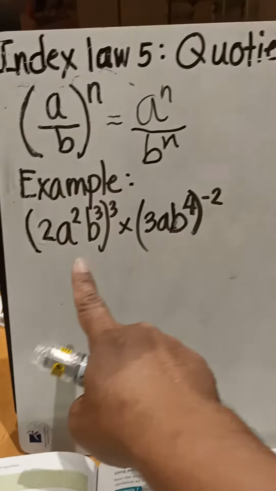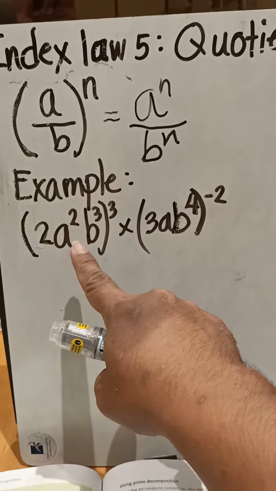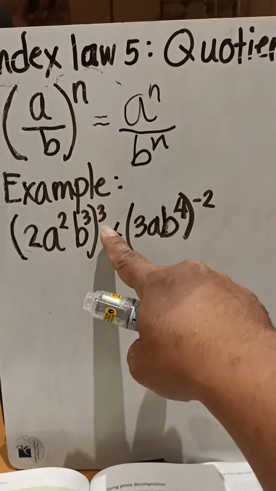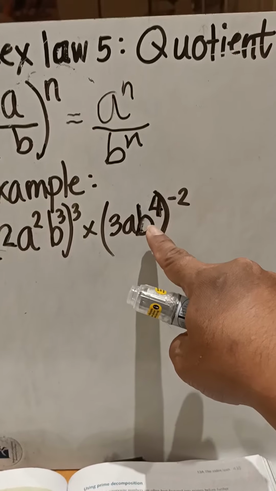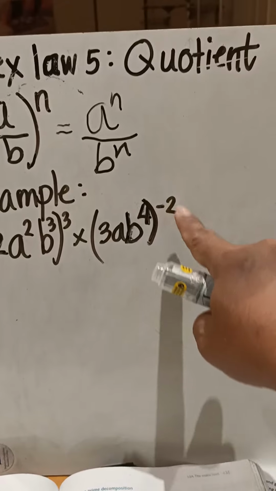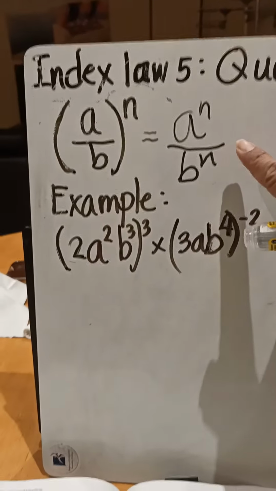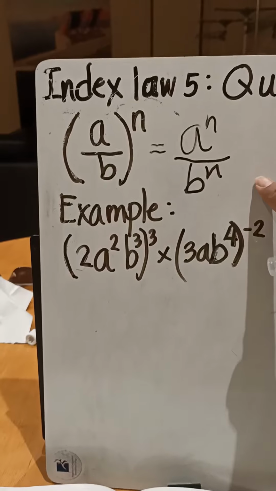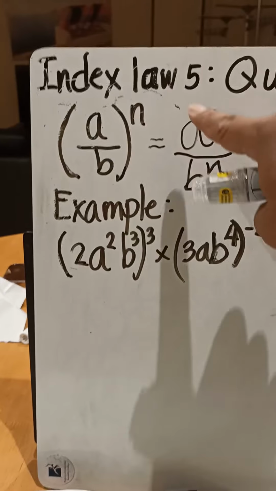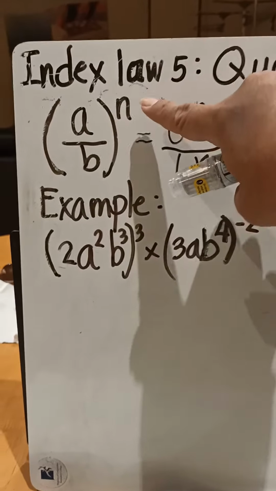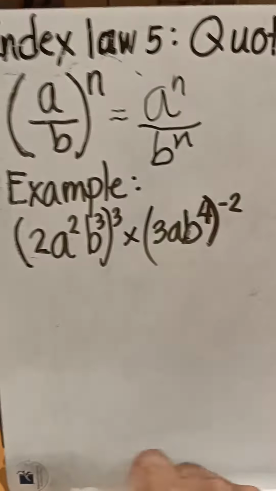Okay, so to understand the context on how to solve indices involving quotients, we'll have an example. So let's have this: the quantity 2a squared b cubed raised to the power of 3 times the quantity 3ab to the fourth raised to the power of -2. So applying the concept here, if you're dividing two variables raised to the same power, the individual variables will be raised to the same power. This time it's n.